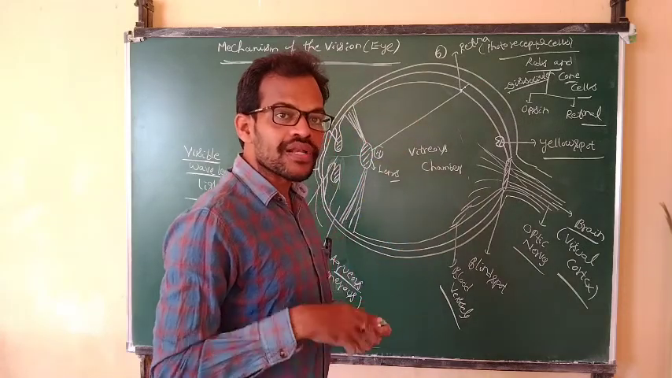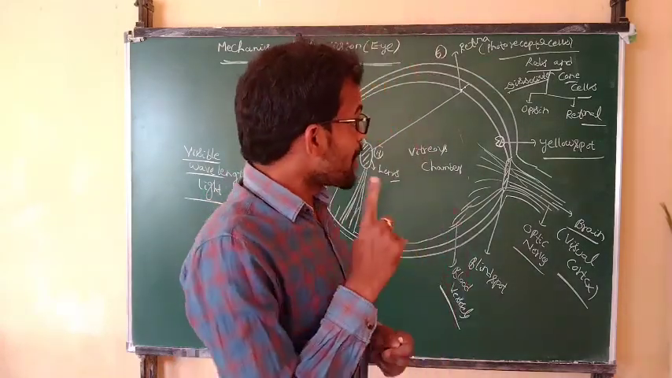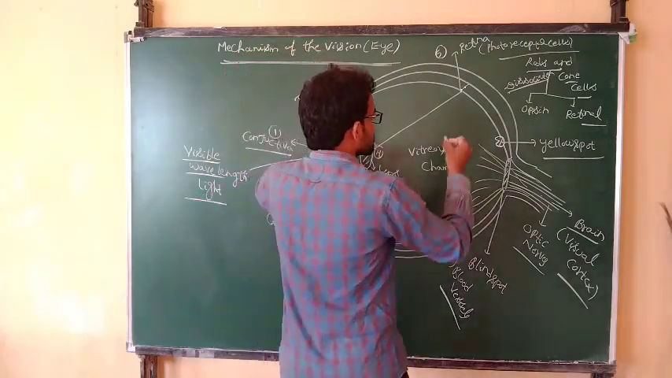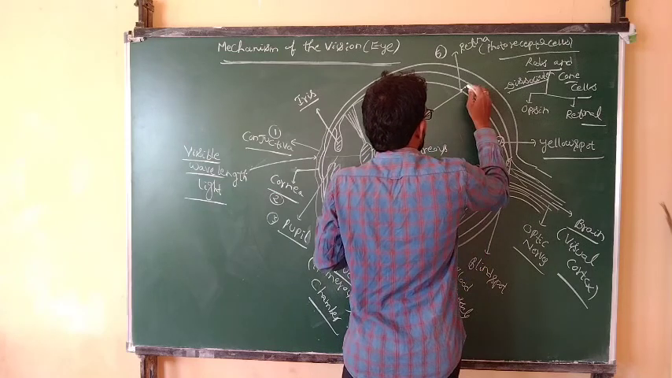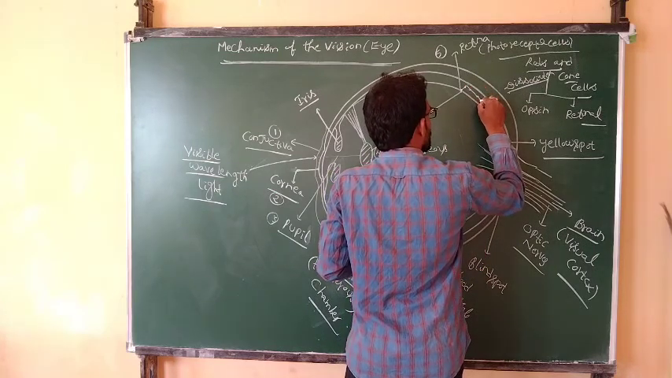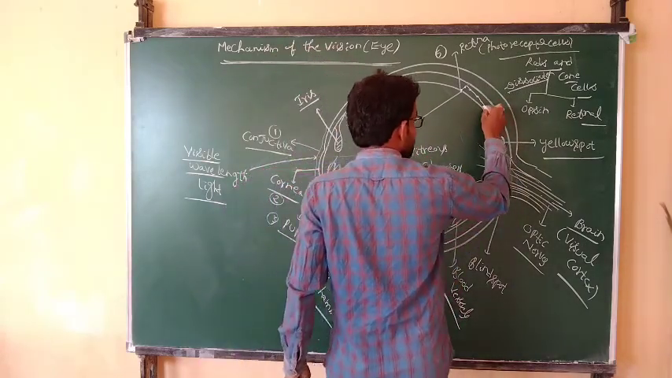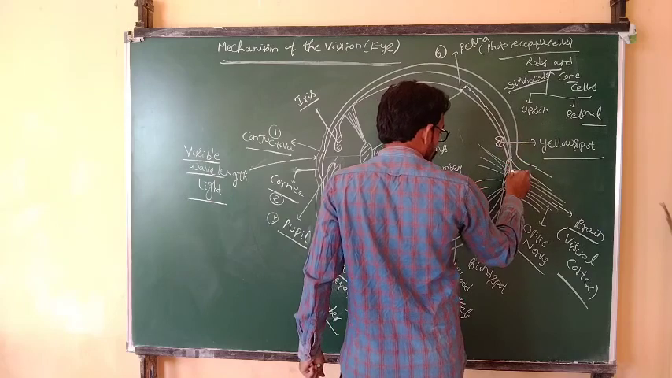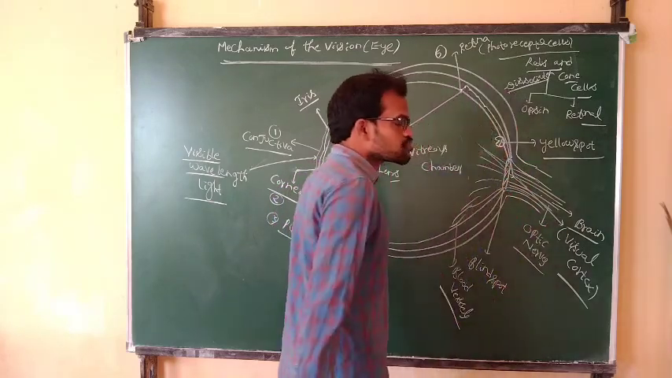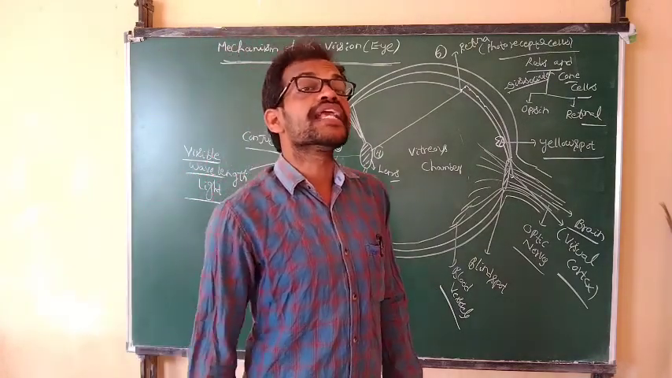The bipolar neurons are attached to the ganglion cells. The ganglion cells open into the optic nerves. The optic nerves pass into the brain. You can observe any image.